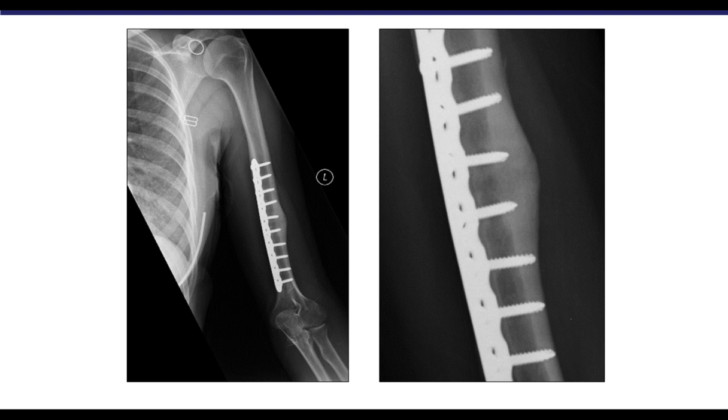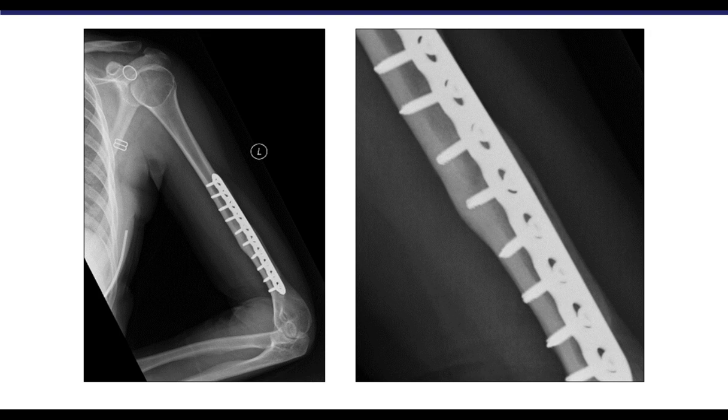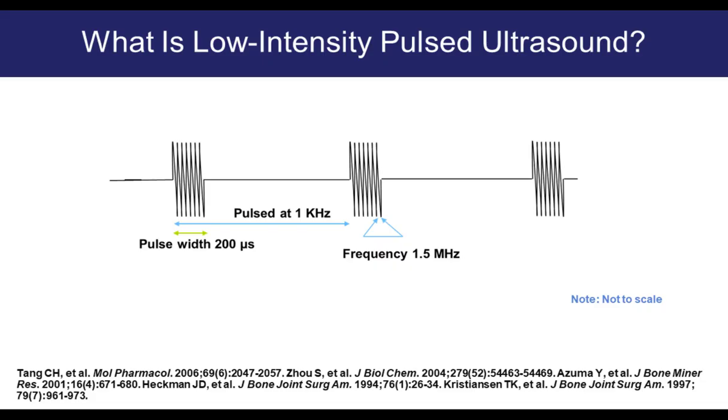So what is low-intensity pulse ultrasound? It is just that. It is an ultrasound machine, not dissimilar from the one we use for diagnostics in the hospital, or it's not that different than the one used for therapy, other than the intensity is much, much lower when used for bone healing. And you can see this is the way it's pulsed, and you can see its frequency there. So it's a low-intensity ultrasound wave that's pulsed.